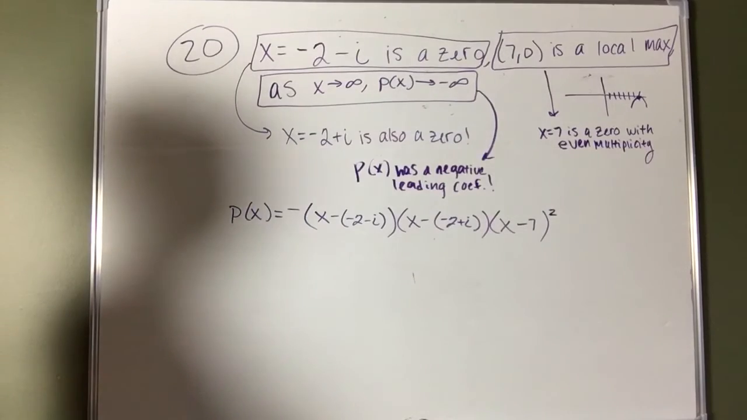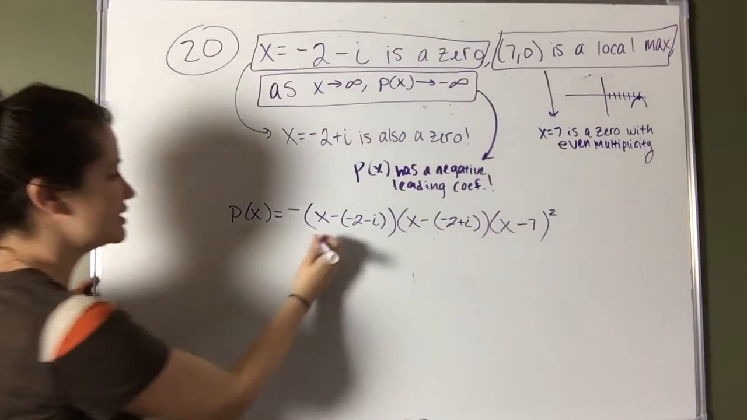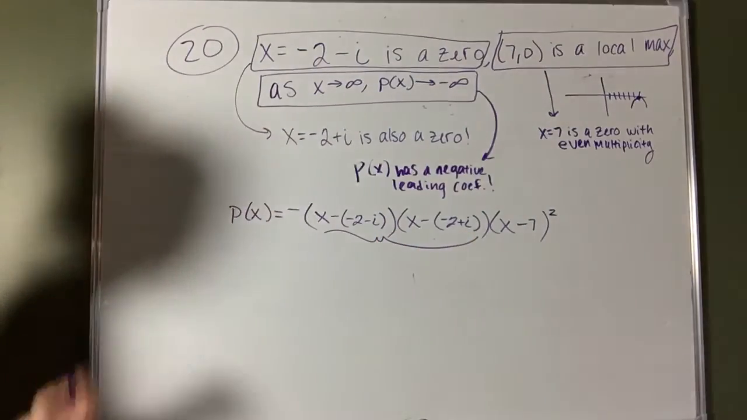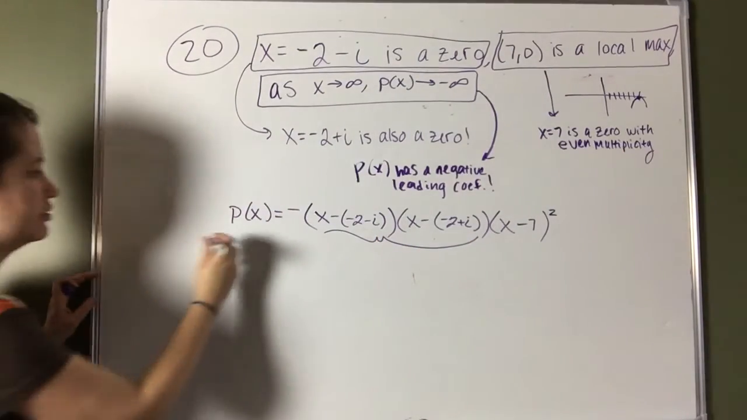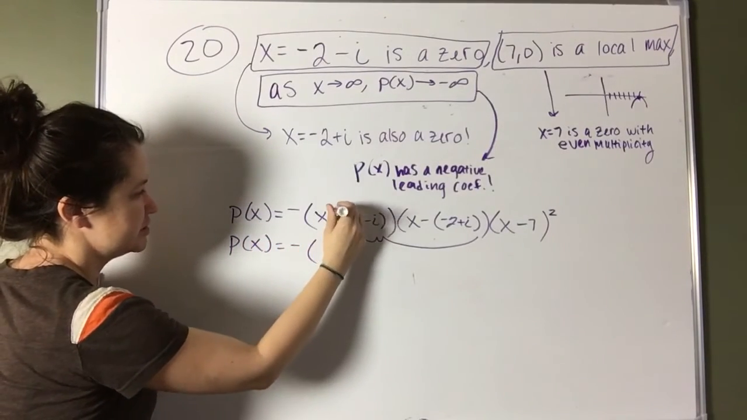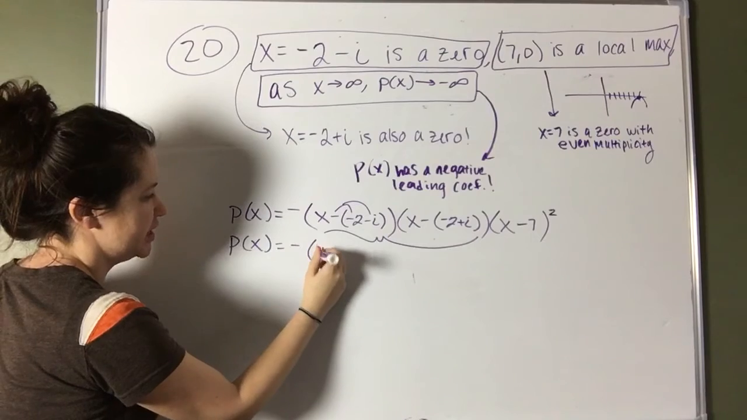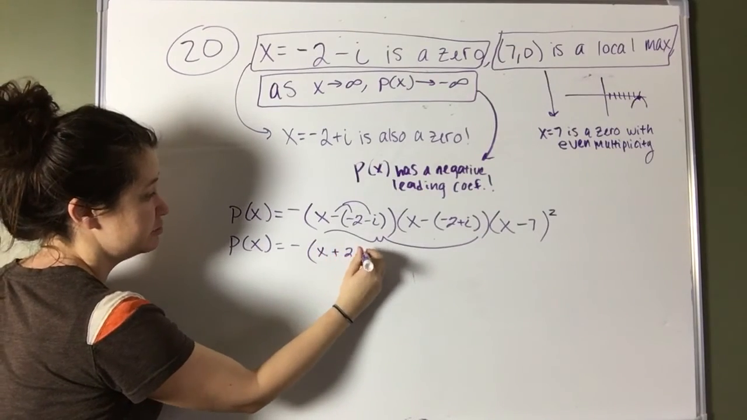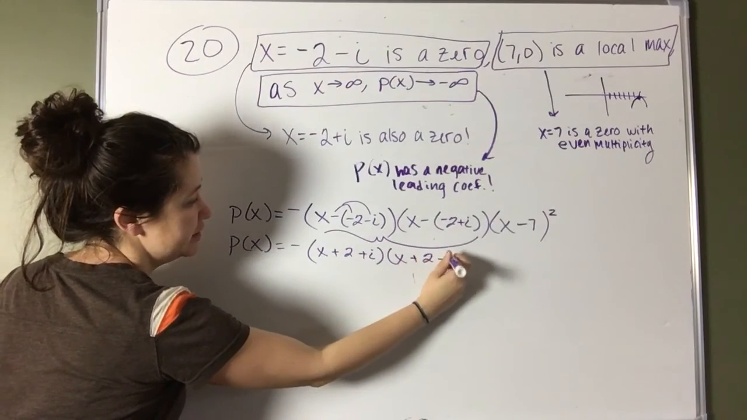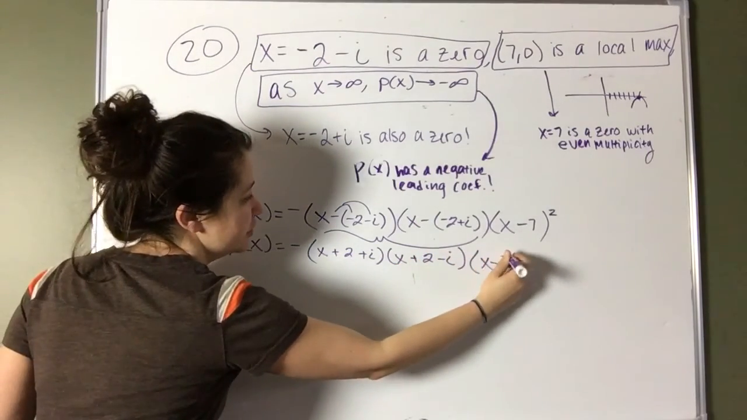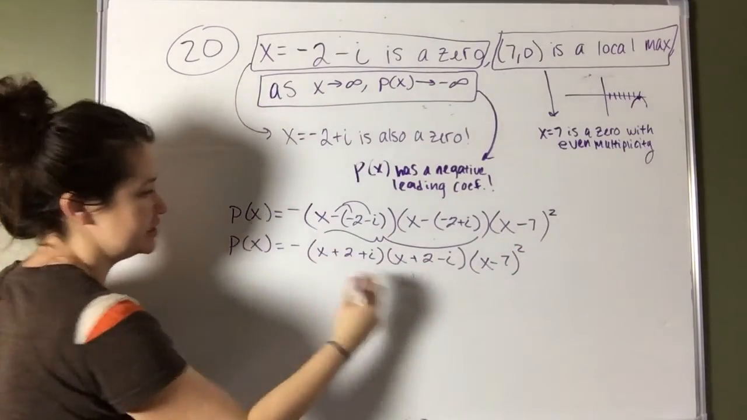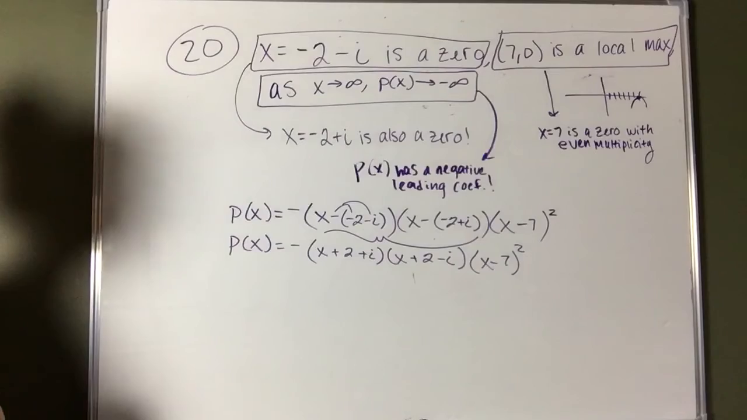WebAssign will not accept the answer, however, unless you at least multiply this part of it out. They want an answer that doesn't have i in it. So what you're going to want to do is, well, first distribute the minus signs in each of these. You have x plus 2 plus i, and then x plus 2 minus i. And then what you want to do is multiply this out completely and simplify it. Okay?